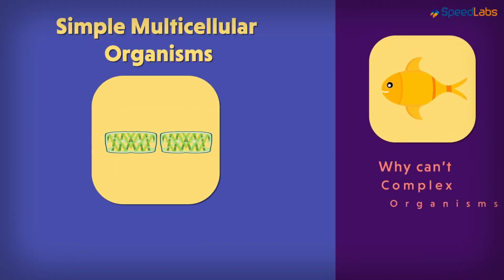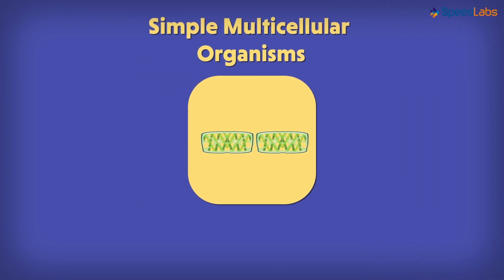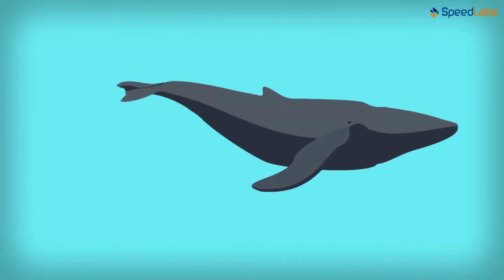Why can't complex organisms reproduce with the help of fragmentation? If you have a look at the Spirogyra, it doesn't really have distinct body parts. The body, being simple, has only one type of cell. However, in complex multicellular organisms, for example the whale, the body needs specialized organs. And each organ is made up of different types of cells.